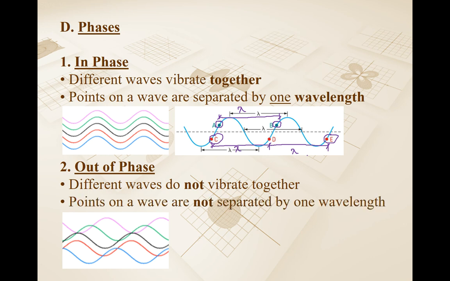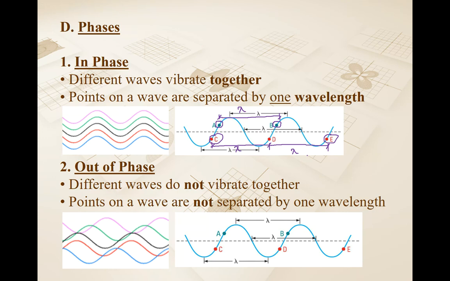In terms of what this means for points on a wave, well, if they're not separated by exactly a wavelength or a whole number multiple of wavelengths, then they are not in phase. There's a bunch of examples here. A would not be in phase with C, A would not be in phase with D, A would also not be in phase with E. Also, B would not be in phase with C. B would not be in phase with D. And B would not be in phase with E.